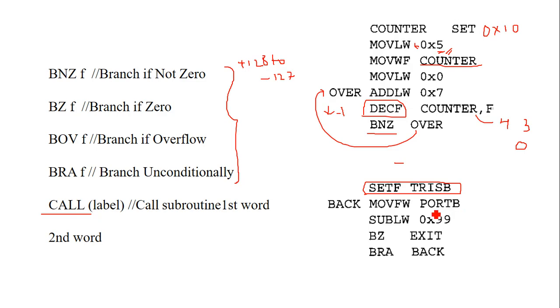Now SUBLW: W has some value, and you subtract 99. If the value is 0, branch if zero, then exit. Otherwise, if it is not 0, then it will move back without any condition. This is for unconditional branching. So it will move continuously up to 0. It will continuously subtract 99. Thank you, students.